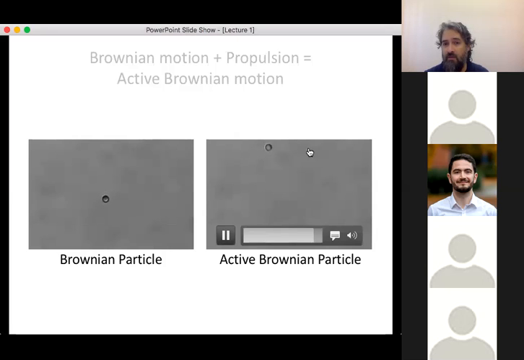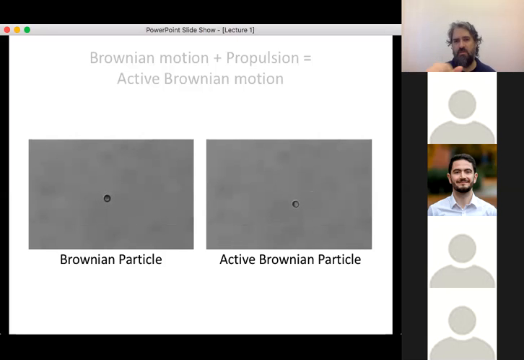So it follows a path which is, well, it goes straight for a while, then rotates slowly. The rotation is due to rotational Brownian diffusion, but the same particle can become an active particle once we add propulsion. Okay, so this is an experiment.